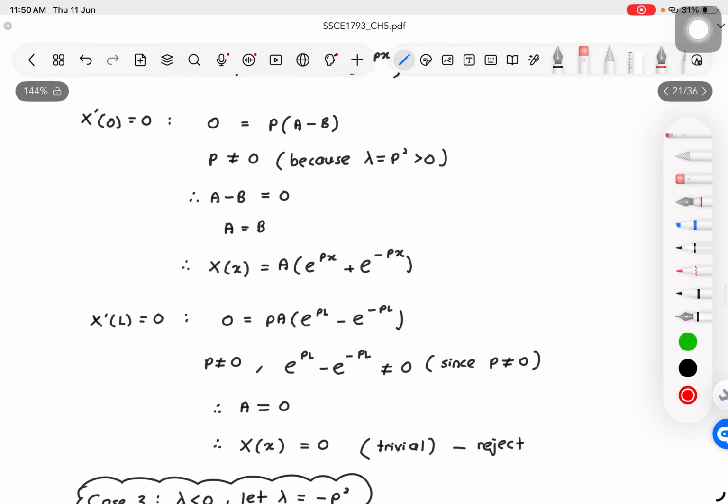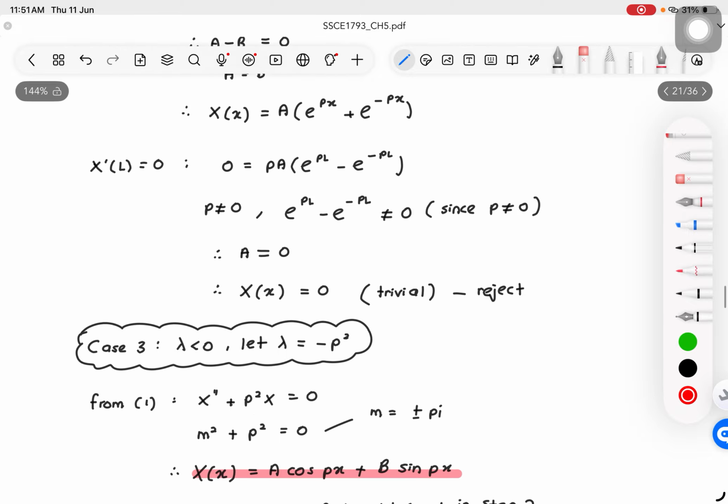After you obtain A is equal to 0, you substitute inside here, and then you get your equation for x is equal to 0. If x is equal to 0, it is a trivial solution, so we reject. So we reject case 2. Case 1 just now we accept, case 2 we reject. So now we want to check for case 3.